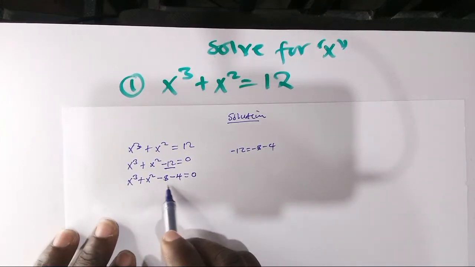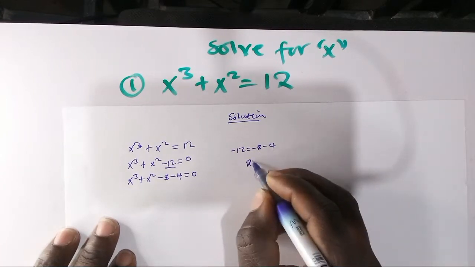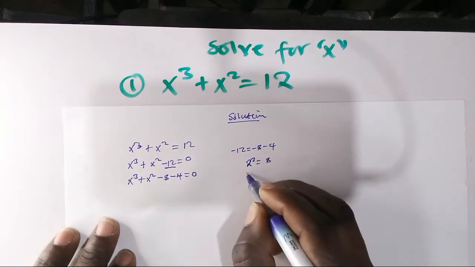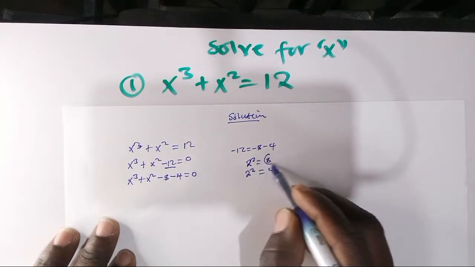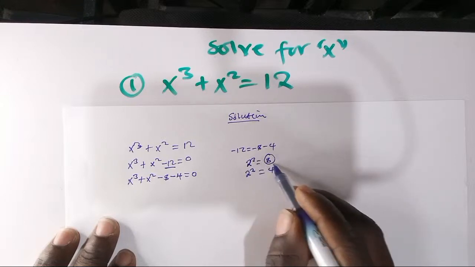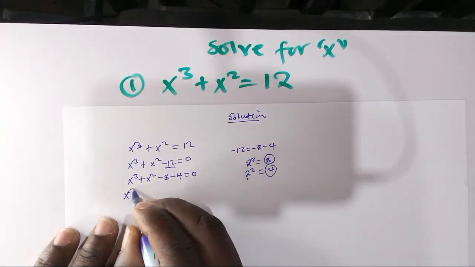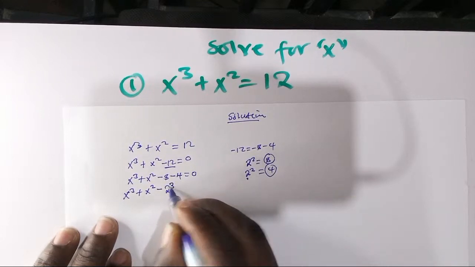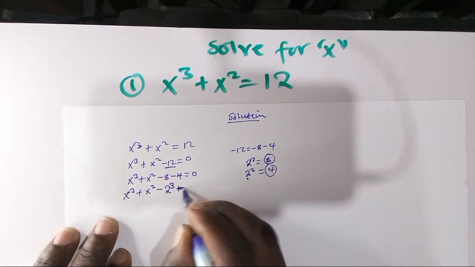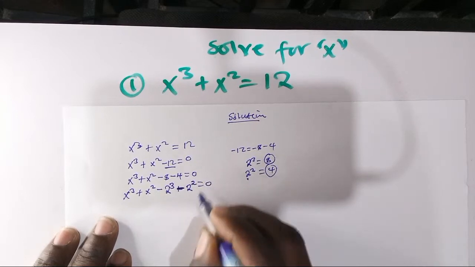And if you can see, these numbers have the same base, so we're going to say 2 power 3 equals 8, and 2 power 2 equals 4. So we're going to substitute where there is 8 with 2 power 3, and where there is 4 with 2 power 2. So it will be x cubed plus x squared minus 2 cubed minus 2 squared, which equals 0, right?